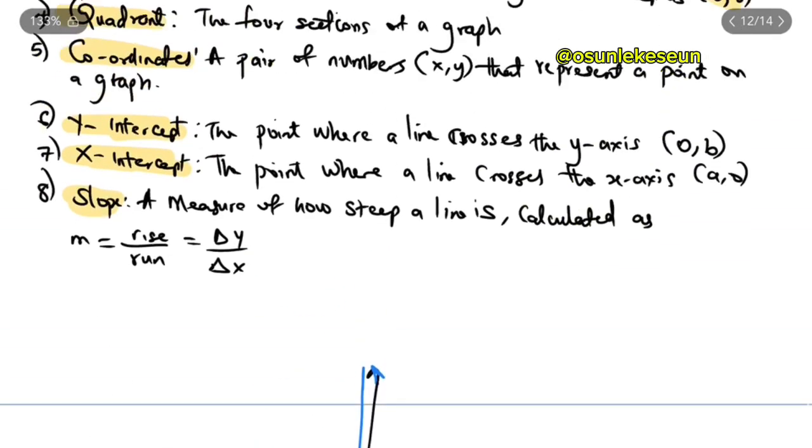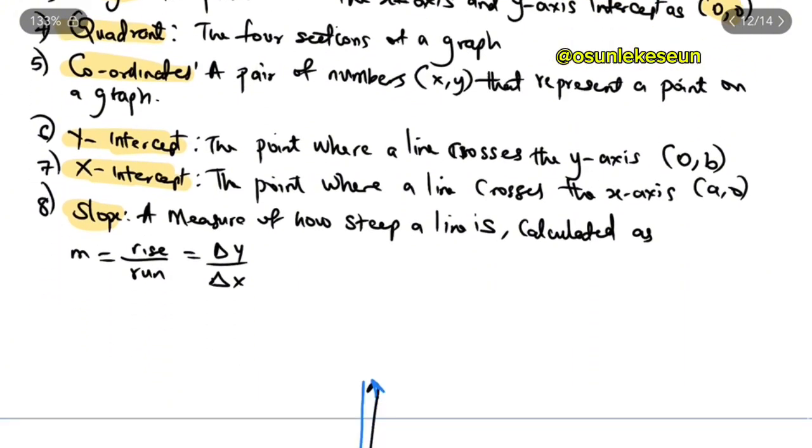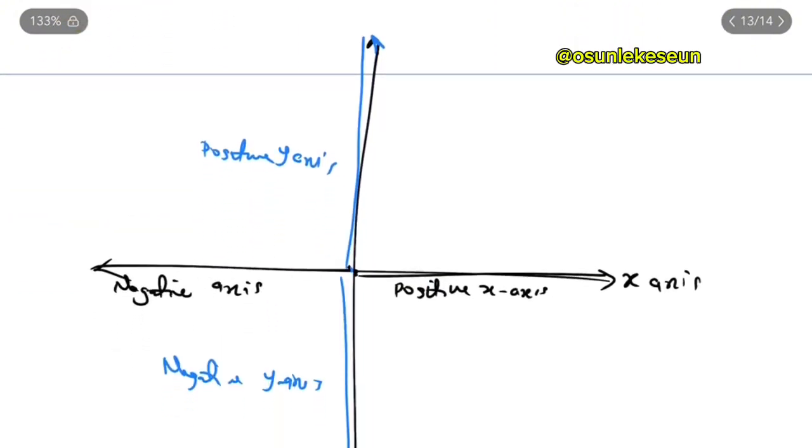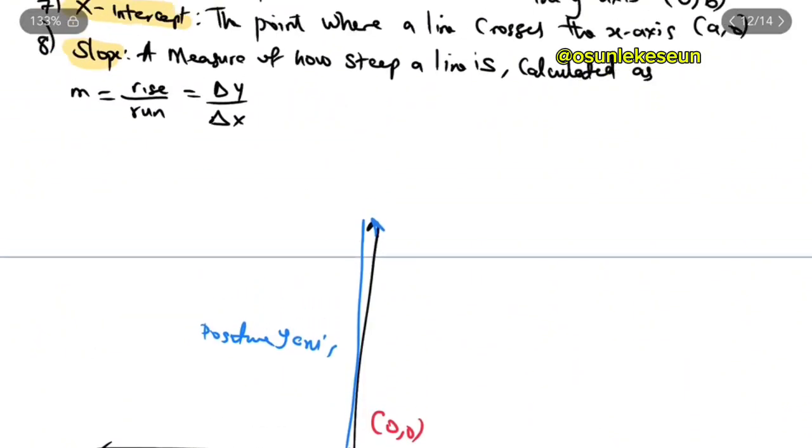Also, we have what we call the origin, the point where the x and the y-axis meet. This place is called the origin, and at that place x and y are 0. That's 0, 0. You see that a lot.